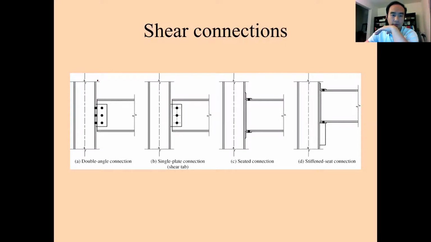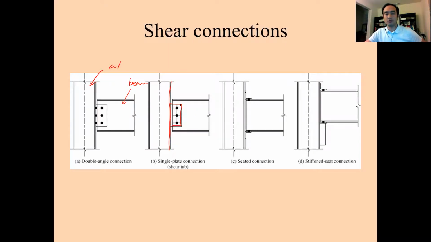So for example, this is a column and this is a beam. So we connect this beam to the column through these angles, and this is only one side, but we can assume there's another angle on the other side. So that's why we call them double angle connections. Or we can just use a single plate, which is attached to the flange of the column. So this shear tab will connect this entire column to this beam.